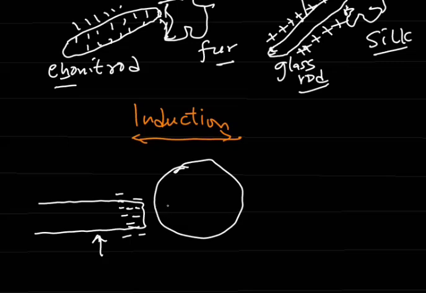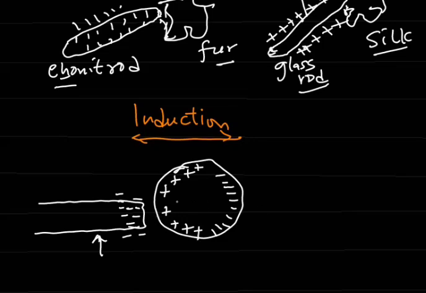Remember, like charges, we're going to talk about that in the fundamental law of electrostatics. Like charges repel, unlike charges attract. So the electron, which of course has a negative charge, will be repelled to the other side. Because I'm bringing a negative charge close, all the electrons go to the other side, leaving a net positive charge at the end where the rod is brought near.